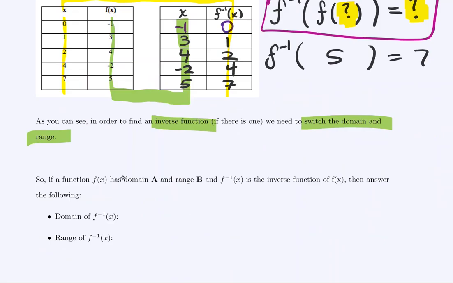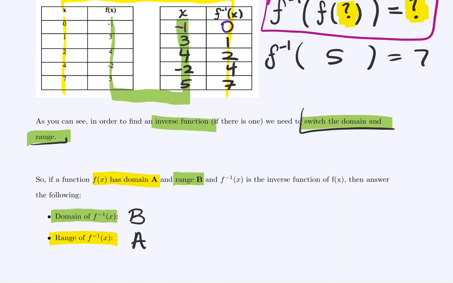So for instance, if we have our function f of x, whose domain is A, and whose range is B, then f inverse is the inverse function of f of x if it exists. We can know what is the domain of f inverse. The domain of f inverse is the range of the original. The range of f inverse is the domain of the original. So in this case, our range was called B. That becomes the domain of f inverse. The range of f inverse becomes the domain of the original, which is A. So between functions and their inverses, the domains and ranges switch. And that's the key idea here for an inverse function.